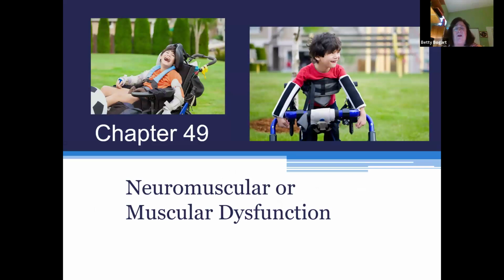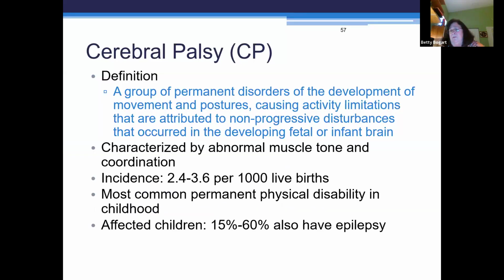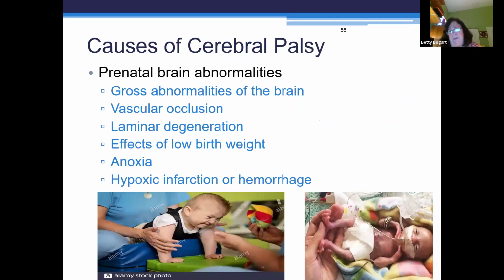All right, neuromuscular or muscular dysfunction. Well, when you think of muscular dysfunction, a lot of times your mind goes directly to cerebral palsy. Cerebral palsy is a permanent disorder and it's all about movements and postures. The muscles and the nerves just don't work the way that they should. It's due to many different reasons. It could be from birth. It could be due to something metabolic, something in the brain. And we know with cerebral palsy, many of those children also have epilepsy.